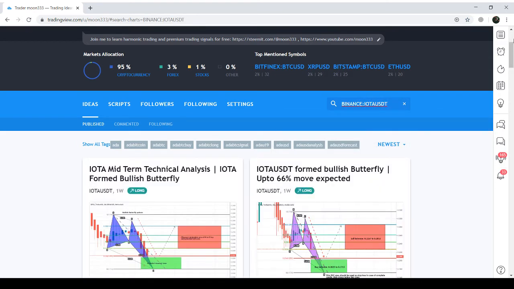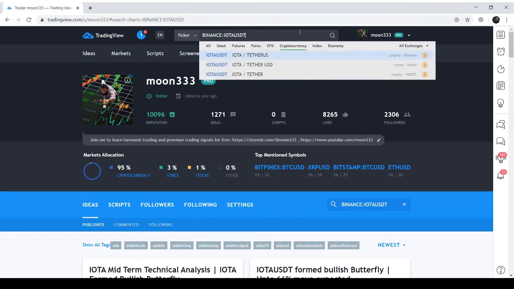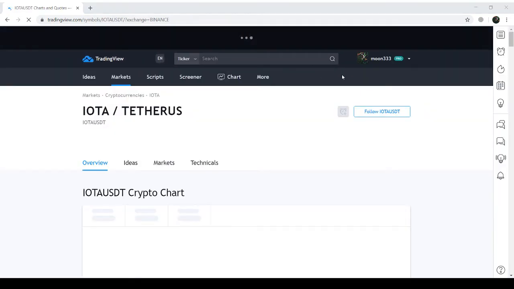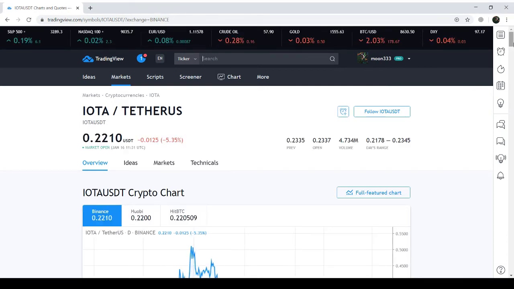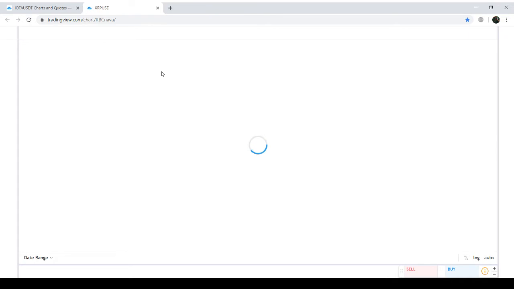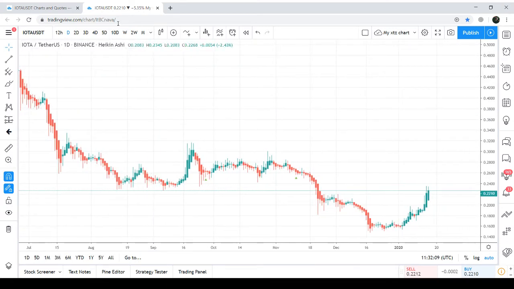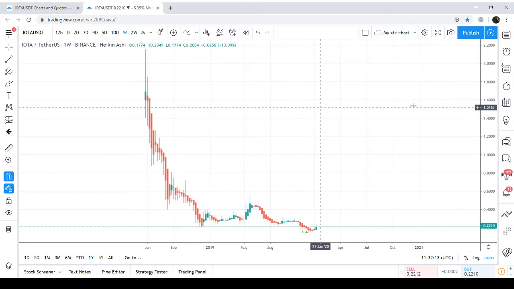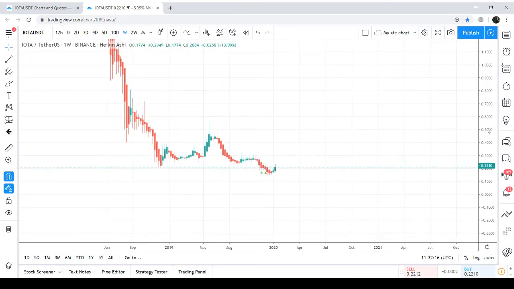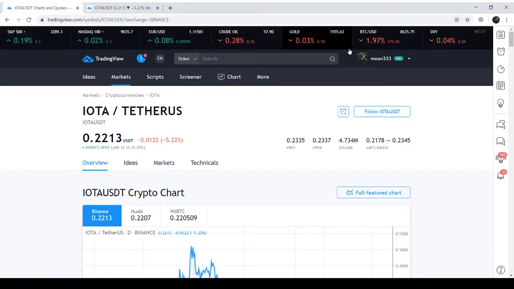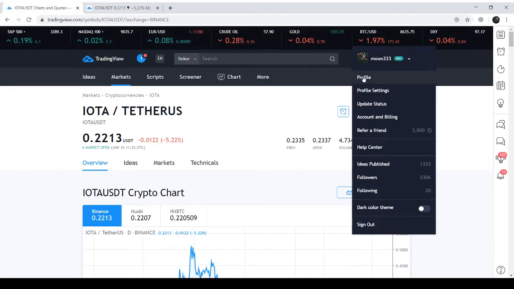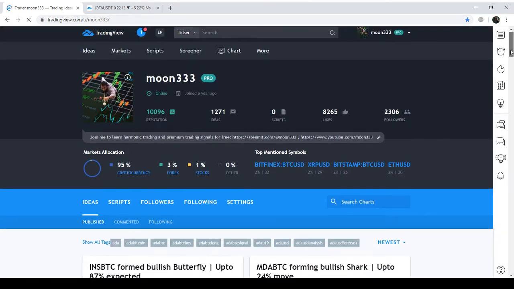So I'm taking you to the live chart, IOTA US dollar Tether on Binance. All right, this is the live chart, the week chart of IOTA US dollar Tether of Binance Exchange. Previously we've seen that the IOTA had formed a descending triangle. I think I should also open my previous article to show you what I predicted.